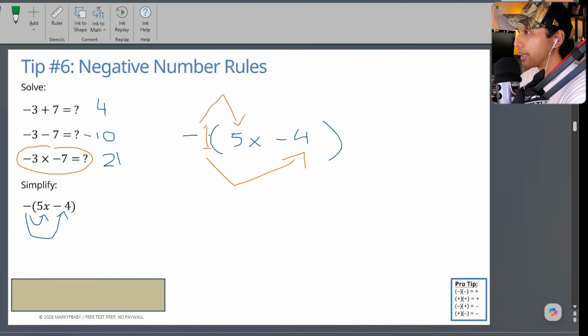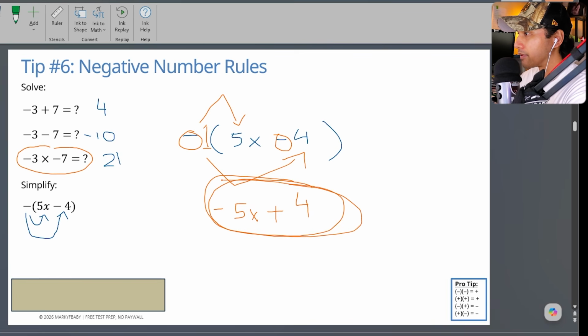What is -1 times a positive 5x? That is a -5x. What is -1 times a -4? Well, that's a positive 4, because again, a negative times a negative equals a positive. And this is our simplified equation. Okay? Remember the pro tips over here in the corner.